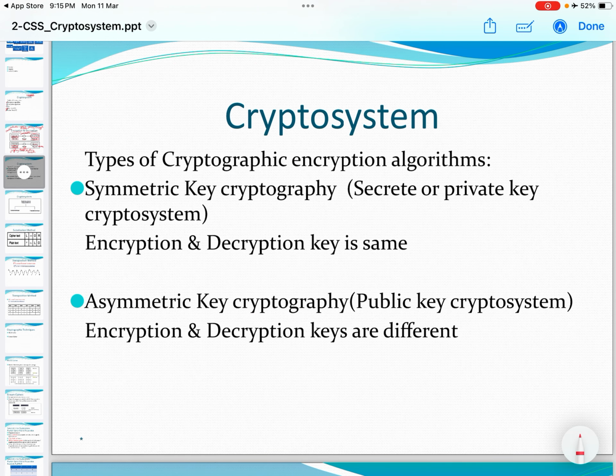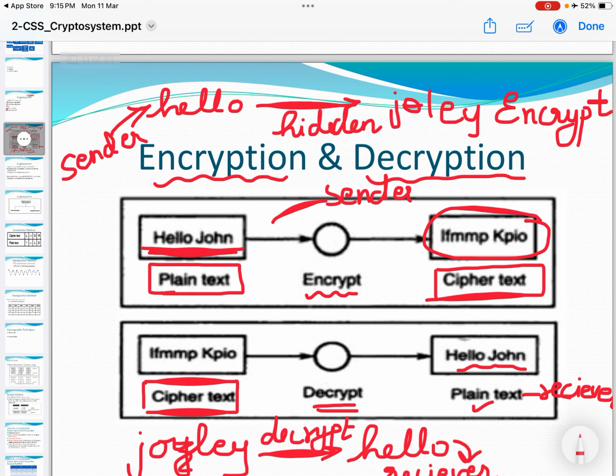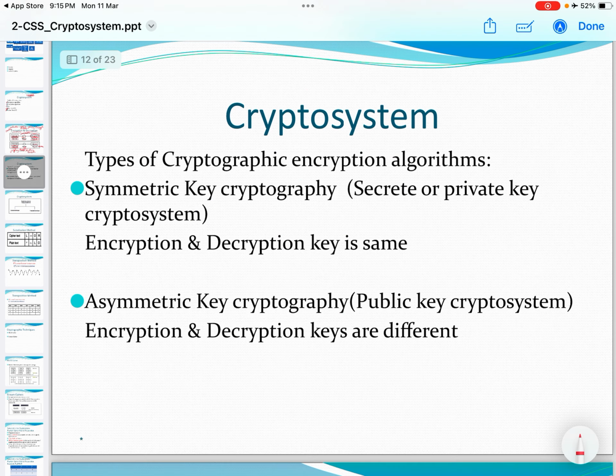So crypto system, types of cryptographic encryption algorithm: symmetric key cryptography, secret or private key. Encryption and decryption key is same. Asymmetric key cryptography, public key cryptography. Encryption and decryption key are different. Means what? When this hello John is converted into this hidden format, you use various algorithms. In all the algorithms, one thing is common, that is your key. A key will be used to hide the message.